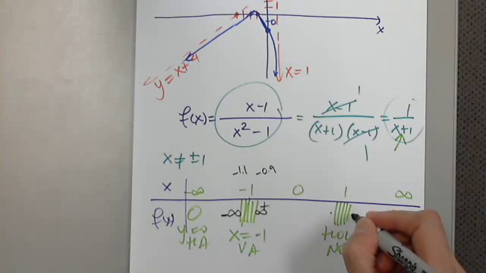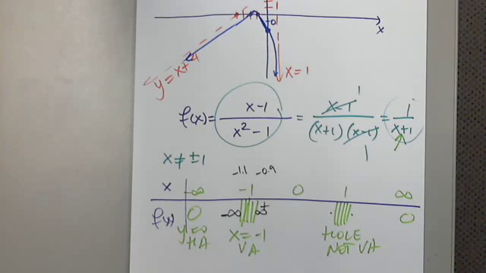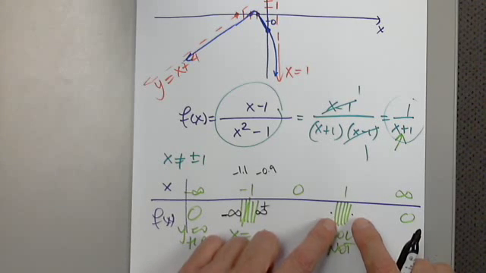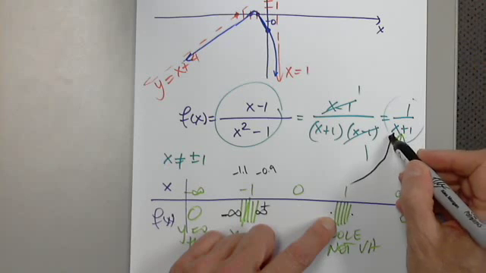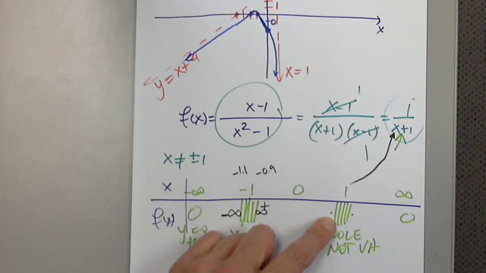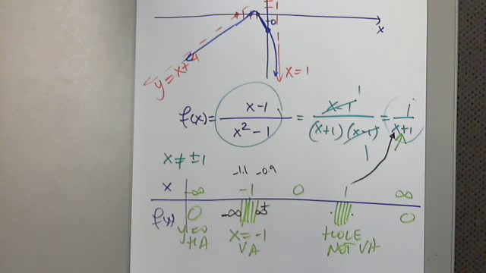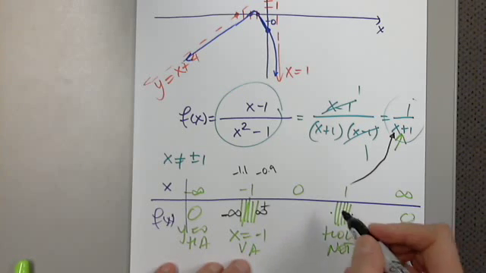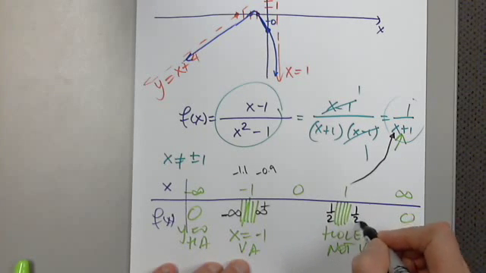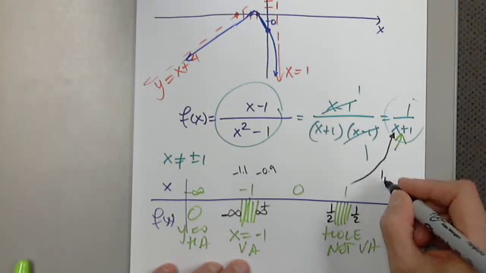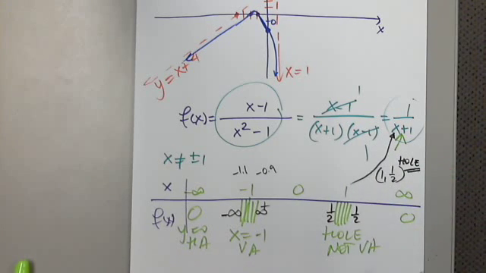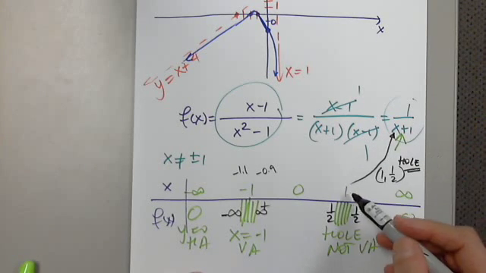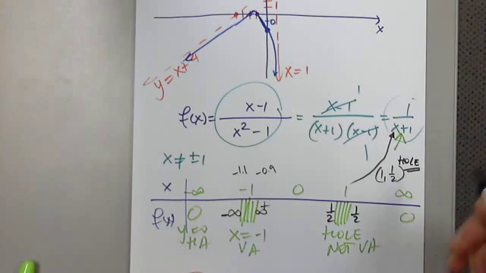Now what do I do with the hole? Because I have here and here, it has to be the same number. Here's how I determine this number. By plugging 1 in the simplified form. Give me the answer, please. That's it. So 1 comma 1/2 will be the hole in the graph. 1 over 1 plus 1. 1 plus 1. Okay.